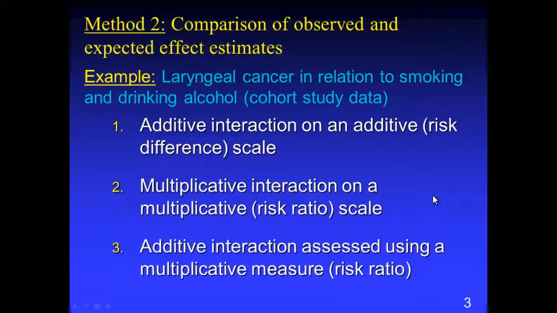Again, we're going to use the laryngeal cancer example, laryngeal cancer and alcohol, and the effect modification by cigarette smoking. And we're going to look at three things. We're going to look at additive interaction on an additive scale, multiplicative interaction on a multiplicative scale, and, perhaps surprisingly, we're going to talk about how we can assess additive interaction on a multiplicative scale.